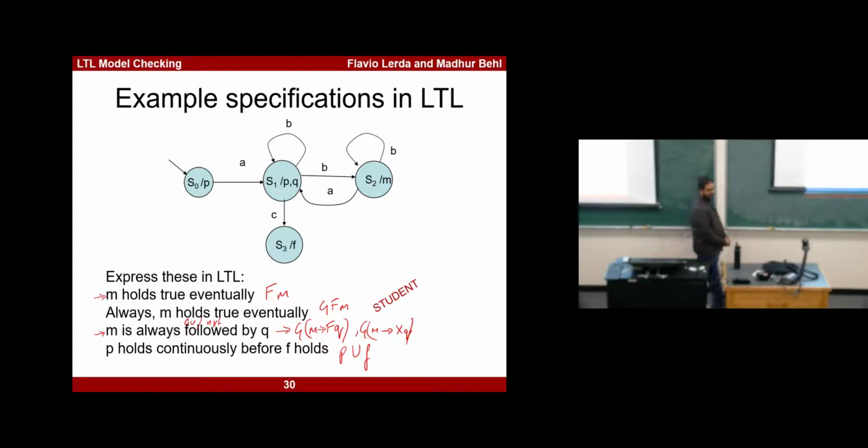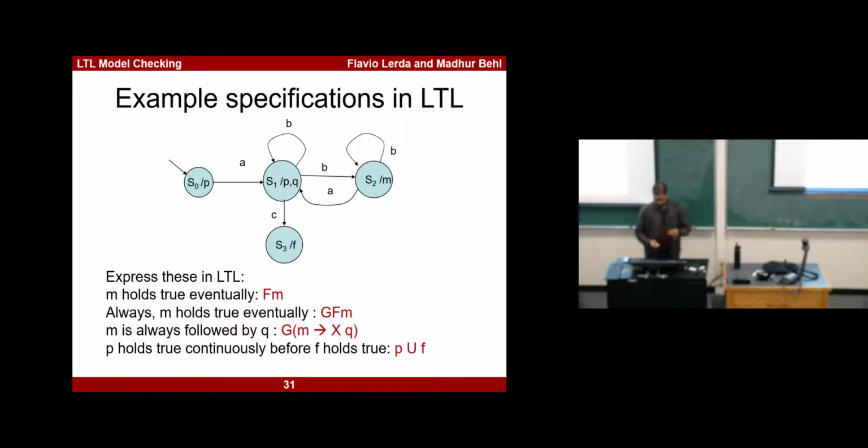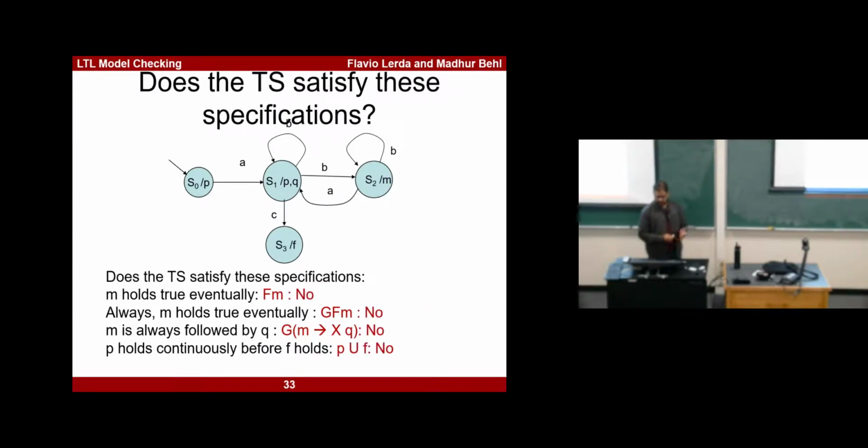Questions on this? Yeah, so we just did all of those. And previously, we've already seen that none of them were satisfied by our transition system, right? So all of them we have expressed in LTL, and we know why they are not satisfied. We did that in the previous lecture where you actually gave me counterexamples of traces.